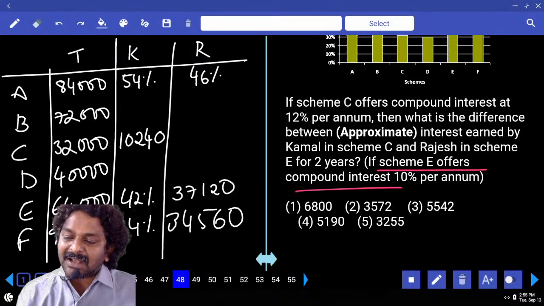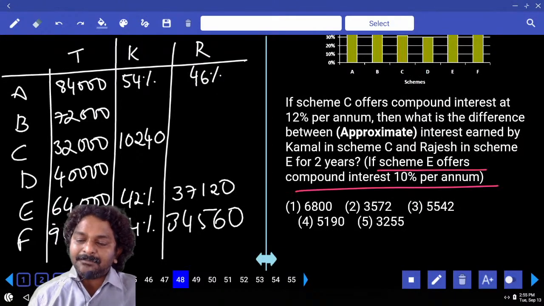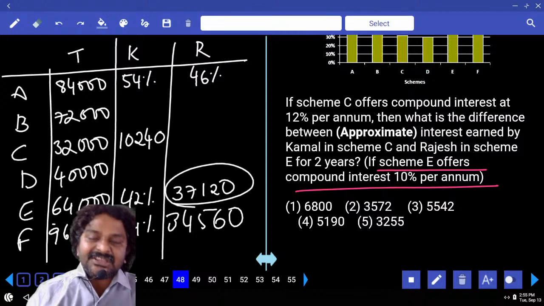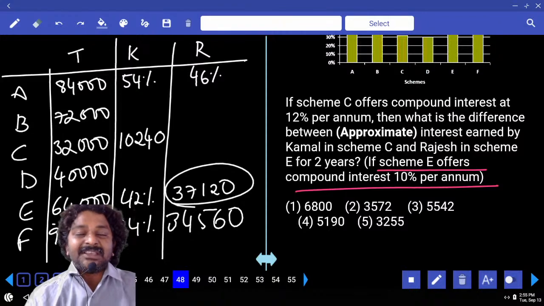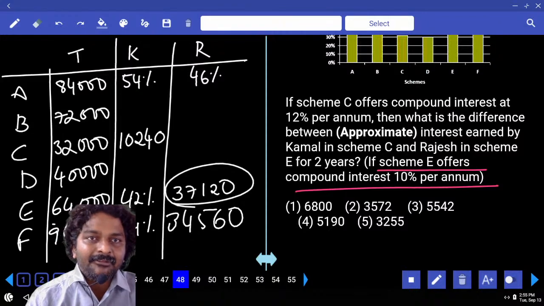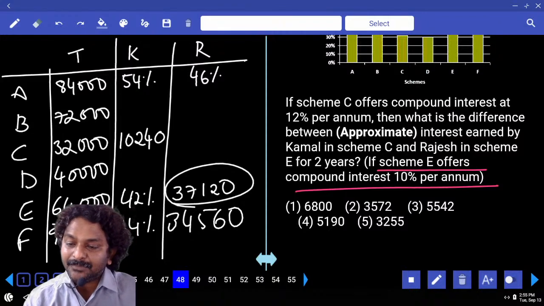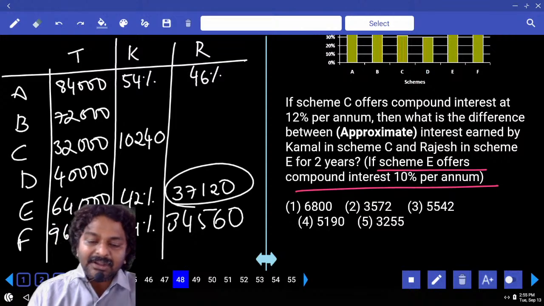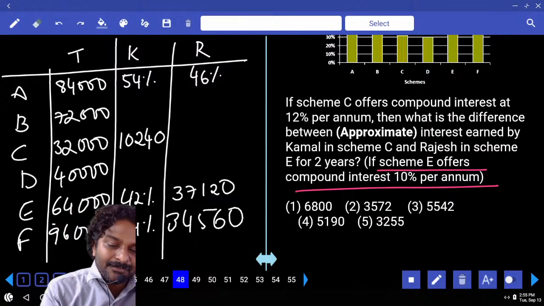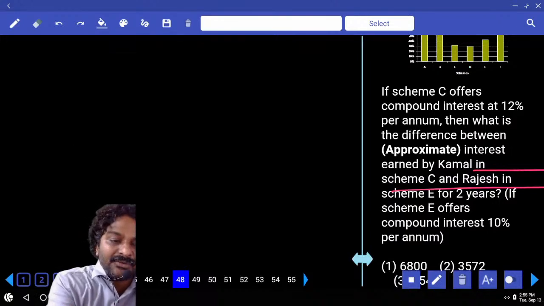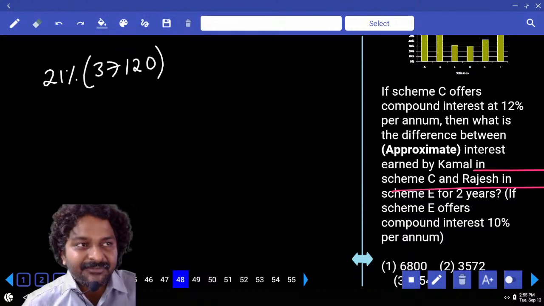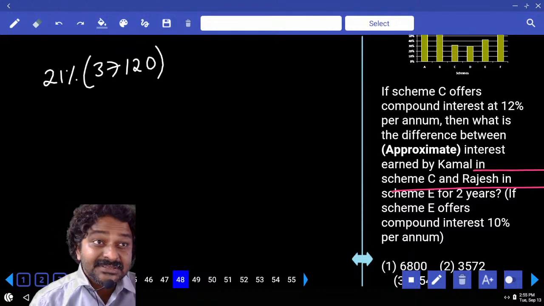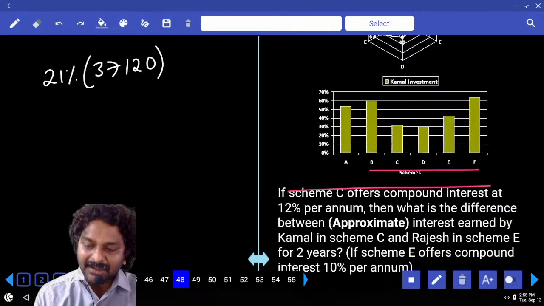Now come to the question. Scheme E offers compound interest at 10% per annum. Rajesh invested in scheme E only. How much is the rate of interest offered? 10. For 2 years, how much interest will we get? 21% of this number, 37,120. That is the interest obtained from scheme E.